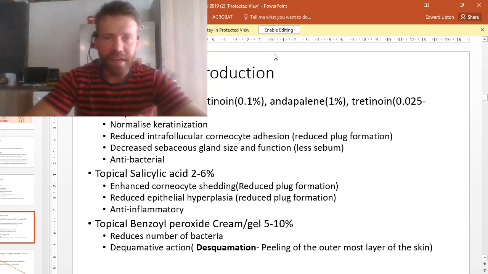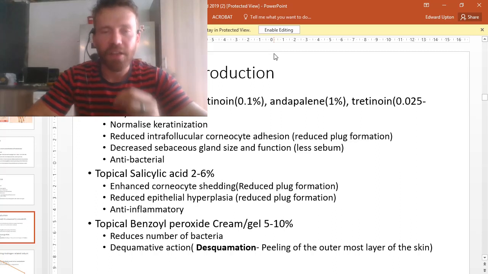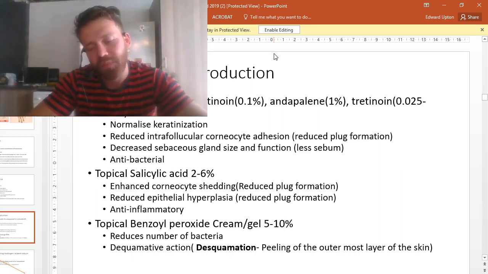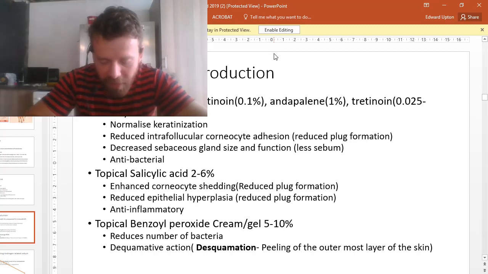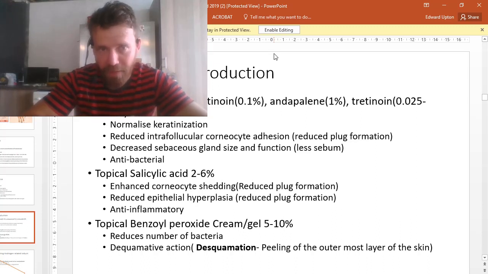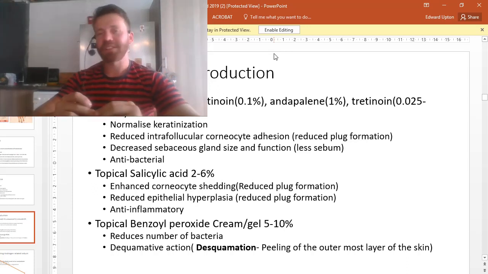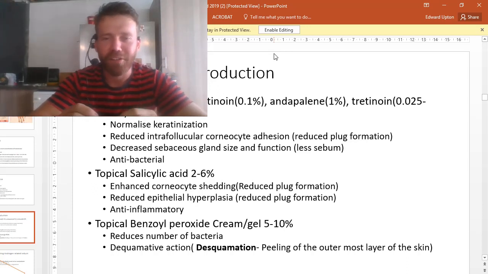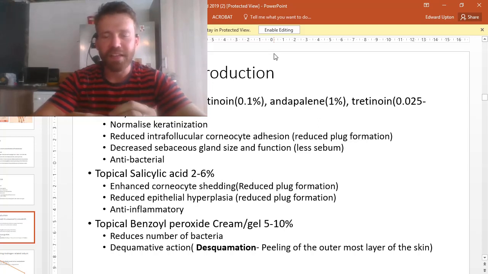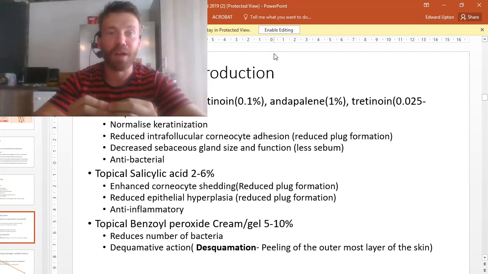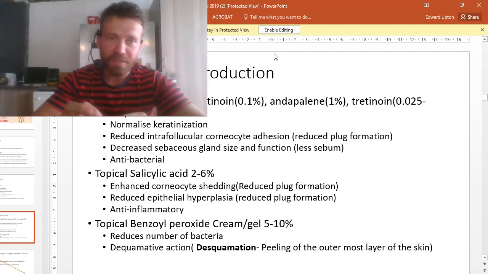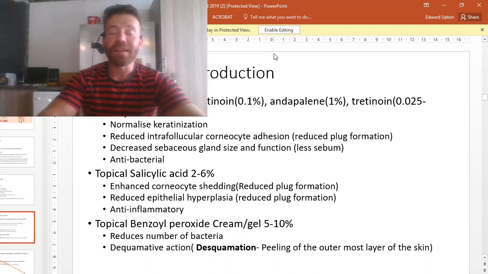So these actually normalize the keratinization. If we normalize keratinization, we have less of the keratinocytes inside of the follicle actually abnormally growing and shedding off. So we have less plug formation. That's the first thing. And then it has a bunch of functions actually. One of the things it also does is it reduces the intrafollicular keratinocyte adhesion. So remember, as these adhere to each other, they form a plug. So if we can just decrease the amount they adhere to each other, we also decrease the amount of plug formation. And then something that's very specific about the retinoids is that they can actually decrease the sebaceous gland size and function, meaning they produce less sebum.